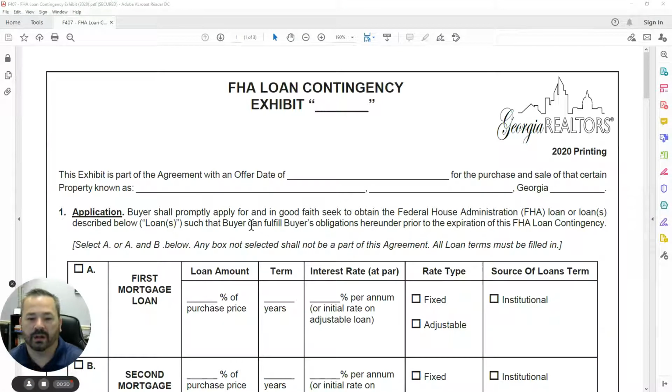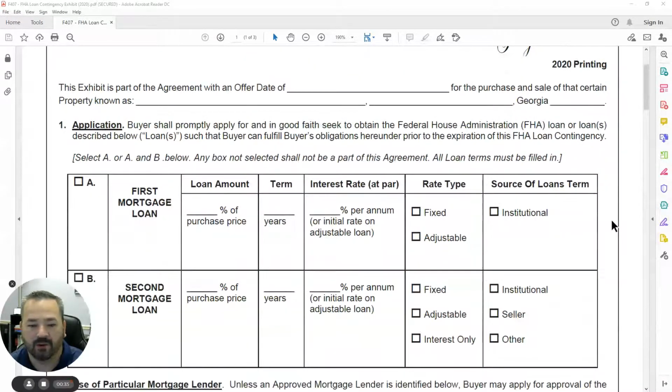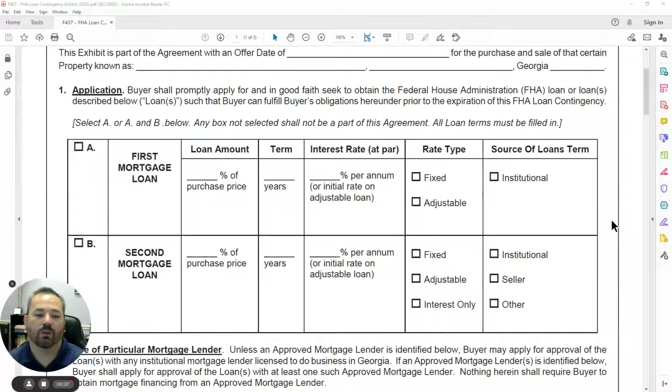It looks very similar to all of our exhibits in that we fill out our exhibit letter right here, capital A, capital B, capital C, our offer date from our purchase and sale agreement, and the address of the property that we're making the offer on. We're then going to choose whether it's just a first mortgage or a second mortgage. Missing the checkbox here is very common.